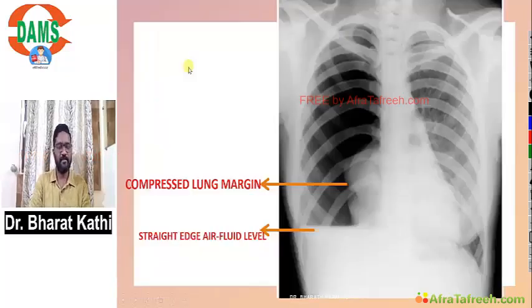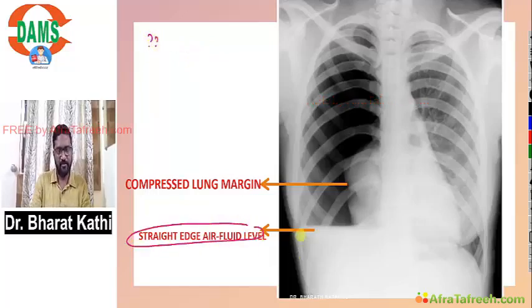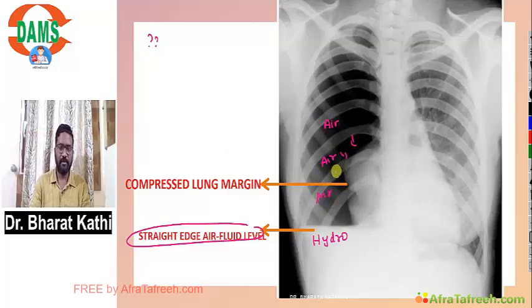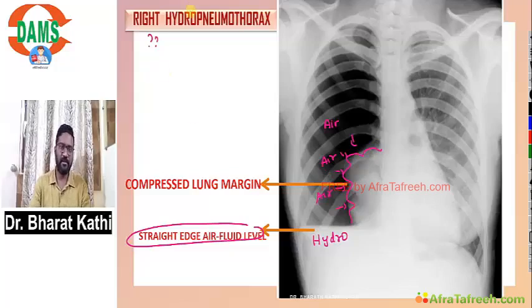Then what is this finding? Anybody? What is the diagnosis here? You can see a fluid level. So this is hydro, and you could see air. All this blackish area is air. Along with that you can see the compressed lung margin. So this is a classical case of hydropneumothorax.